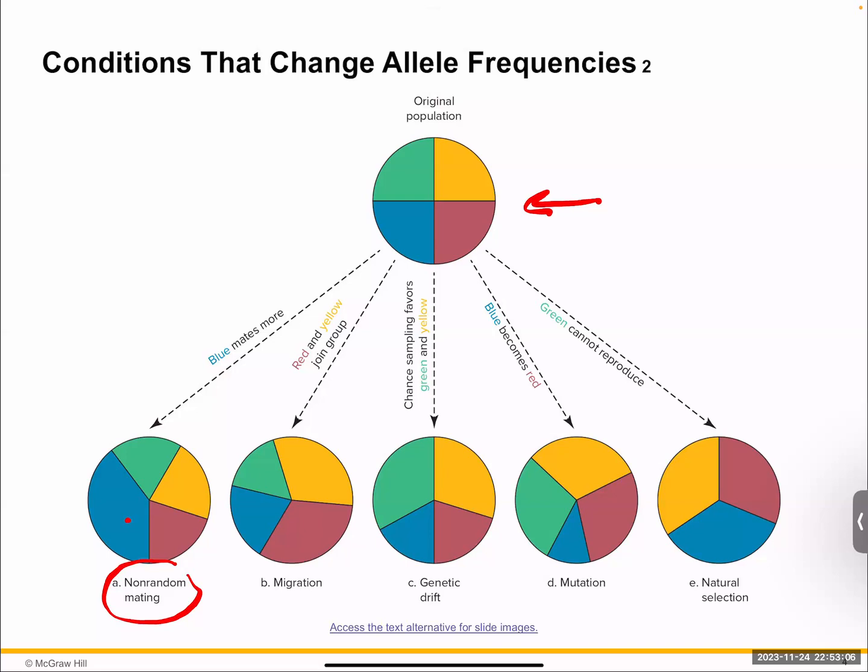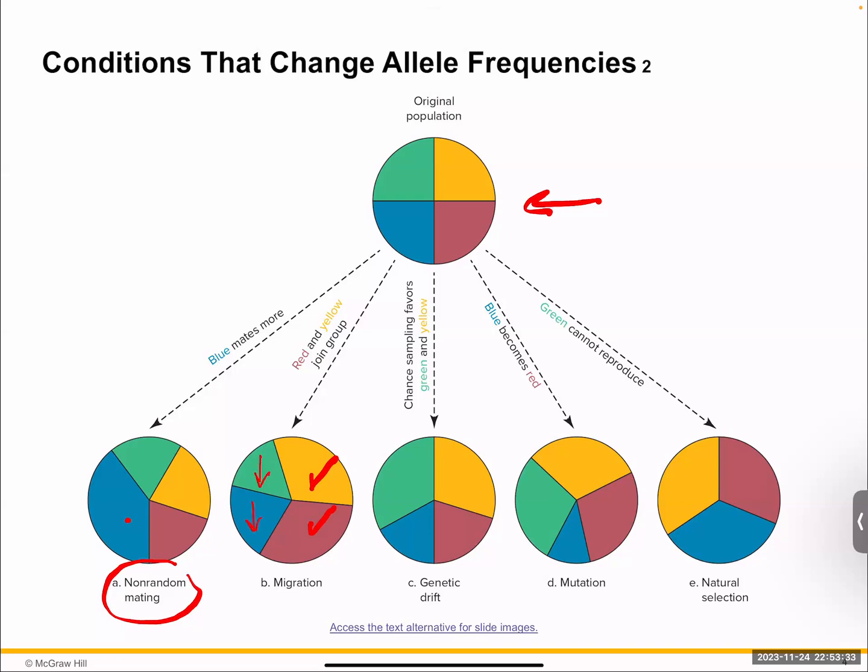The second circle at the bottom represents the pattern of migration. In this case, red and yellow join the group at a higher percentage compared to blue and green, which causes an increase in their share of the total population and a decrease in the allele frequency for blue and green.